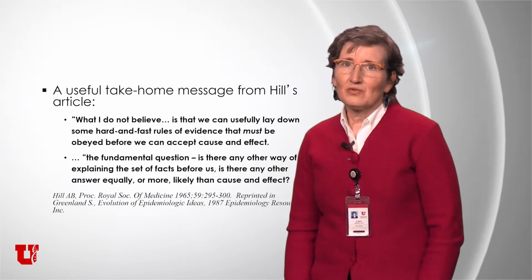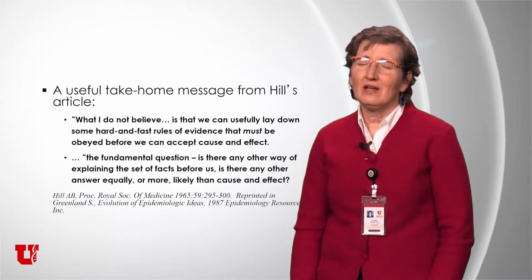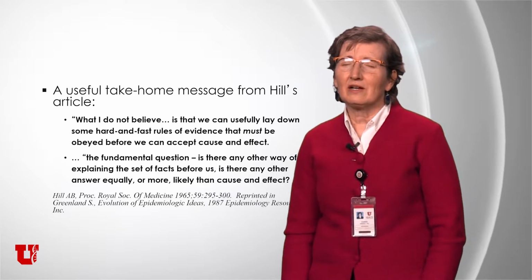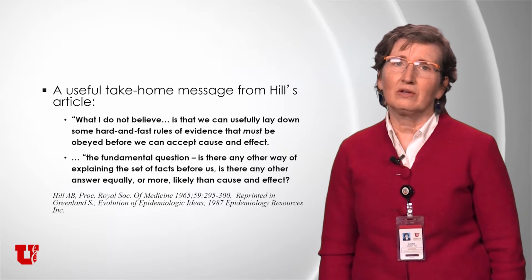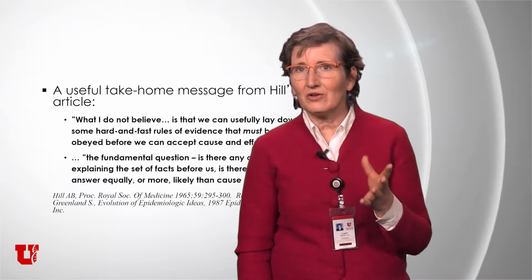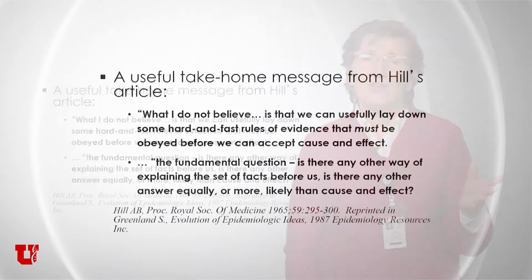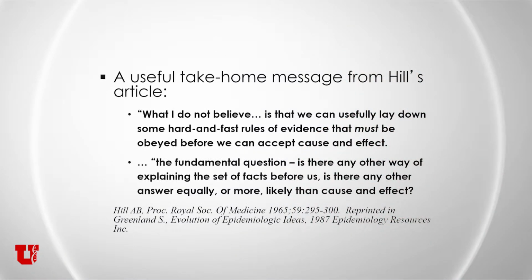Okay, but a message from Hill's article. So if you go and tell certain people who are epidemiologists that in this class you learned about the 9 criteria, some people will say, oh my goodness, 9 criteria, that old canard. There aren't really criteria. Do people still teach that? But actually, Hill's article thought those were useful principles, but then he went on to say he doesn't believe that they're criteria either. So he says, what I do not believe is that we can usefully lay down some hard and fast rules of evidence that must be obeyed before we can accept cause and effect. The fundamental question, is there any other way of explaining the set of facts before us? Is there any other answer equally or more likely than cause and effect?